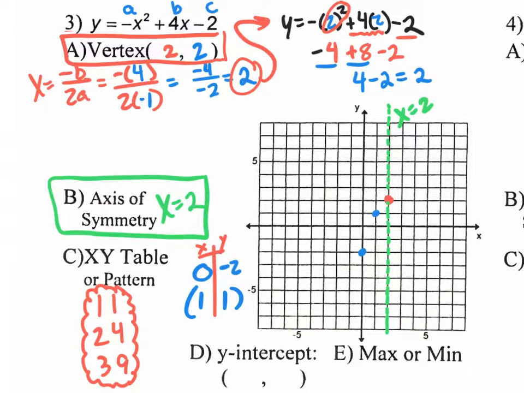Now, again, I prefer using the pattern. Even if I have to modify it, even if I had an a value of 2, I would modify the pattern before doing an XY table. But it is nice to know that the XY table always works on any function. Anyways, if I go back to my vertex and I use the pattern 1 over and 1 down, because the a value is negative, I know it's opening down. So if I go 1 over from the vertex, 1 down, I get to that point right there. Let's all put a dot right there.